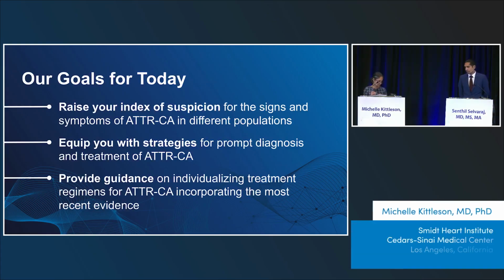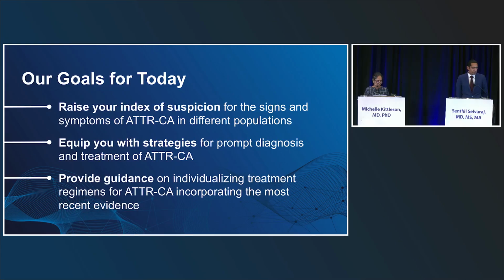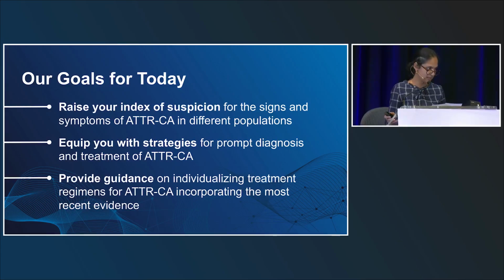So our goals. Number 1, raise your index of suspicion for the signs and symptoms of ATTR cardiac amyloidosis. Equip you with strategies for prompt diagnosis and treatment. Provide guidance on individualizing treatment regimens for ATTR-CA, incorporating the most recent evidence. So bottom line, we are going to make you care about it, be excited about it, and go out and save lives of people with it.